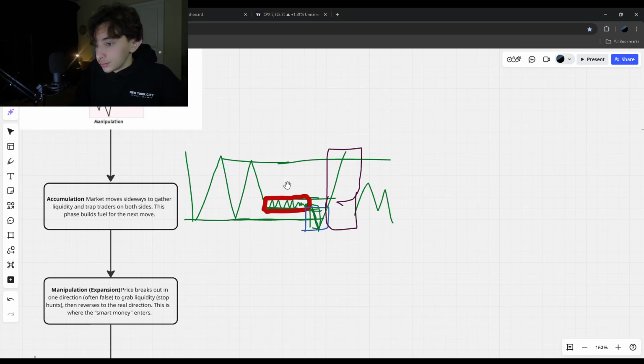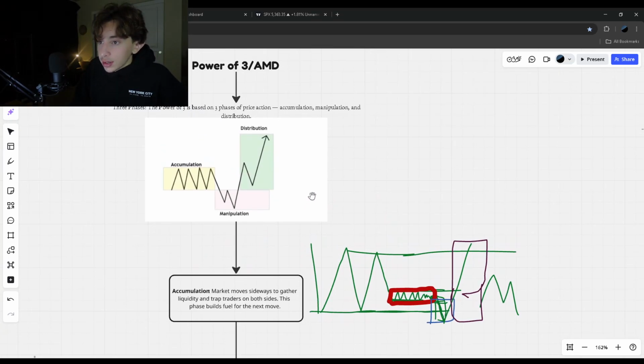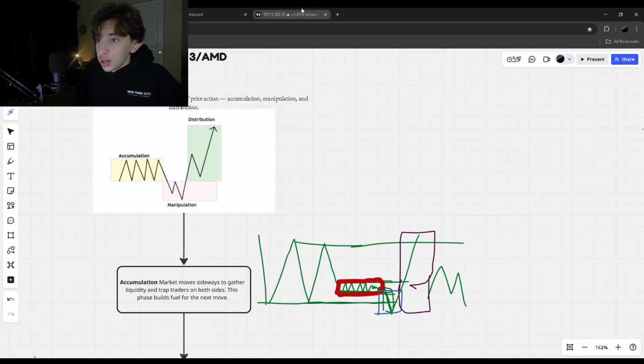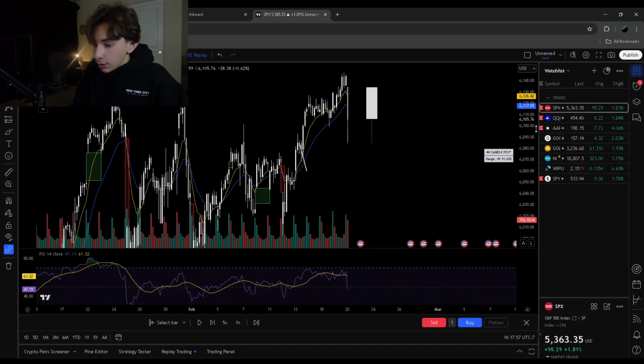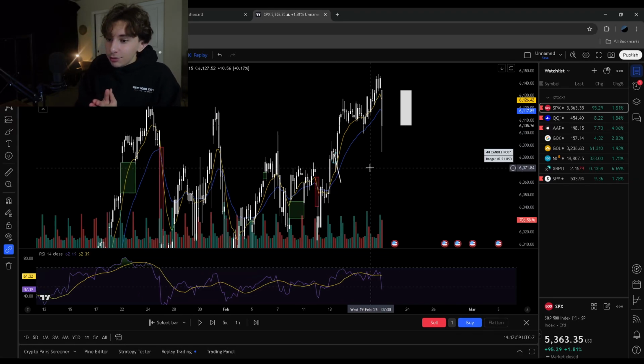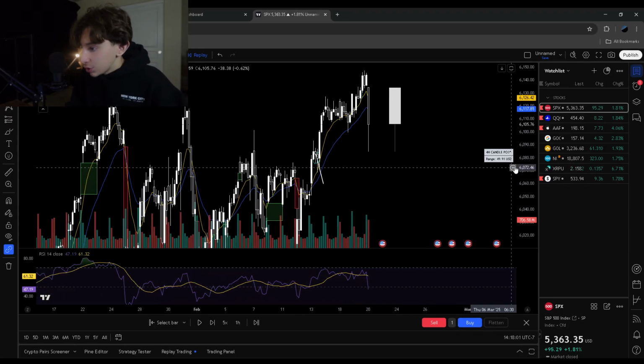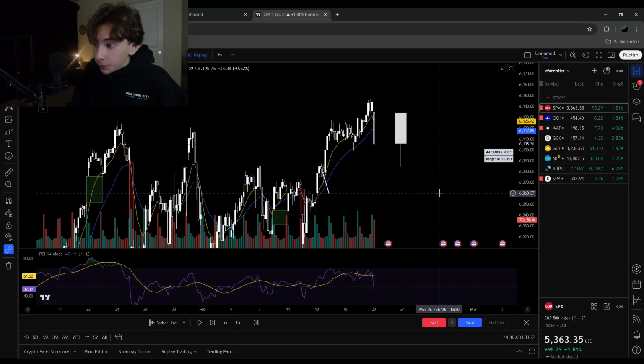So yeah, that is pretty much accumulation, manipulation, and distribution, power of three, AMD, whatever you want to call it. AMD stands for, again, accumulation, manipulation, distribution. But let's actually look in the charts and how we could actually find entries like this. I'm already on replay mode. I'm ready for you guys to get straight to learning. Get ready to take notes.